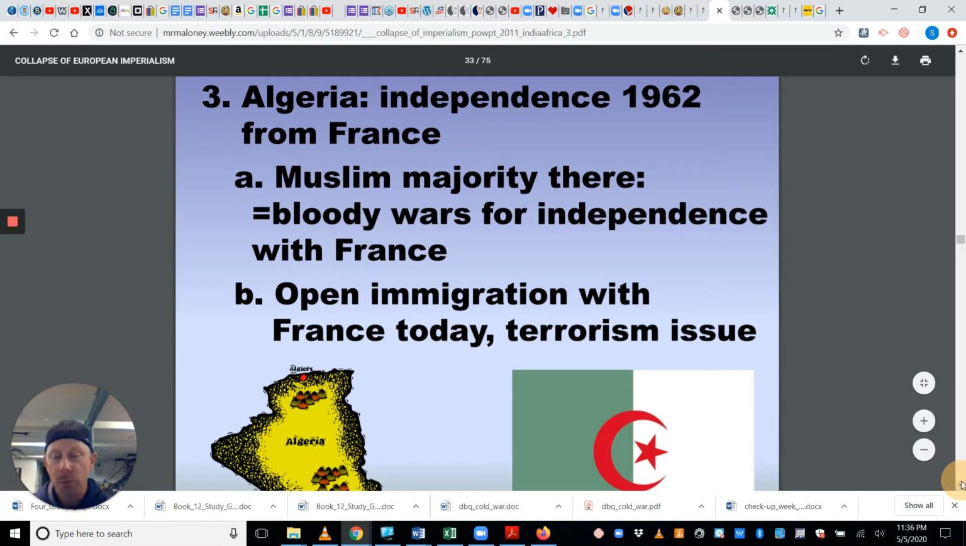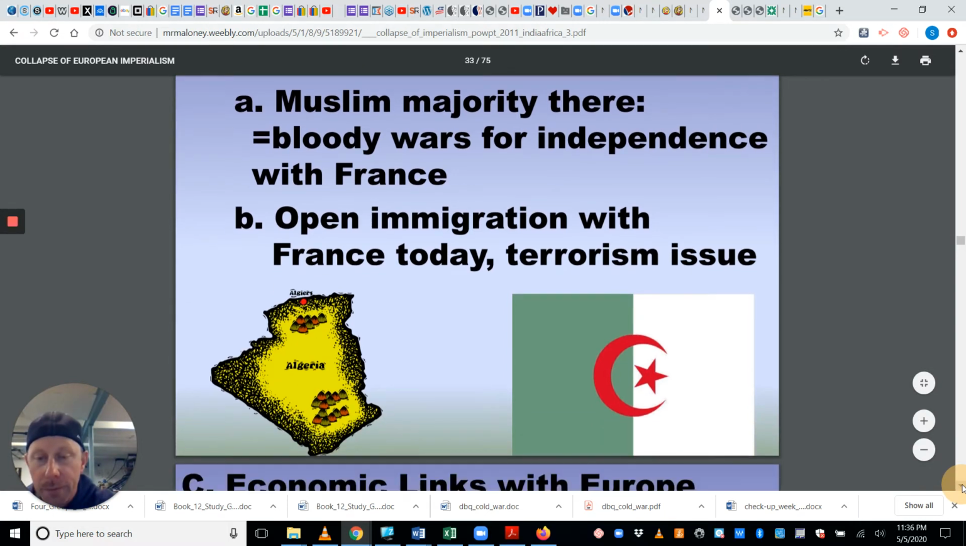Terrorism is an issue there, as there are some terrorist groups in Algeria. So with open immigration, these terrorists can move freely from Algeria into France, and then they can get into Europe. So that's been an issue. There is the Algerian flag right there, and there is the map of Algeria.